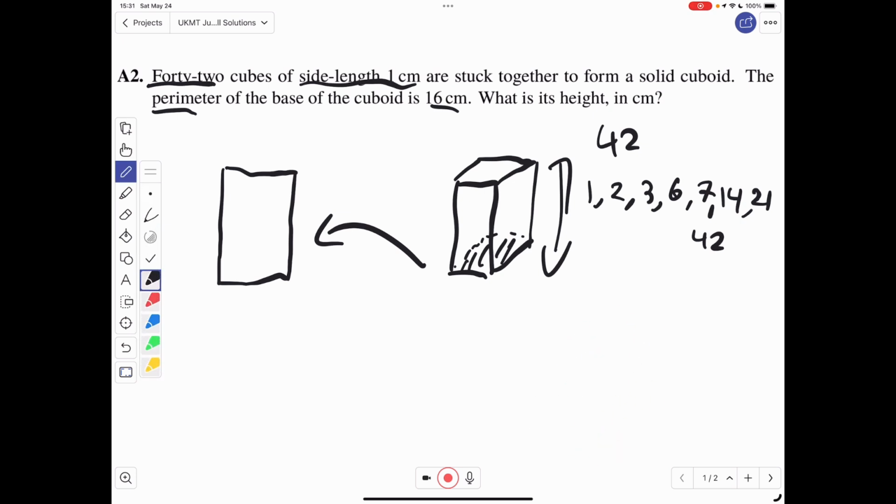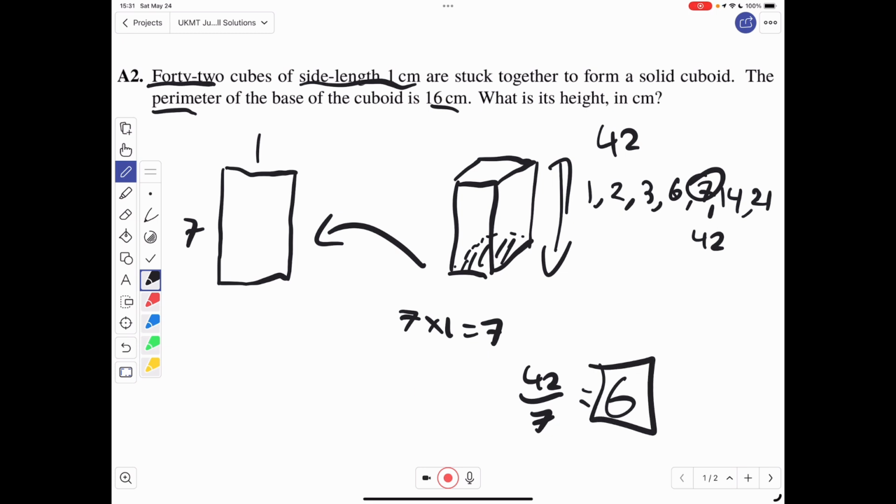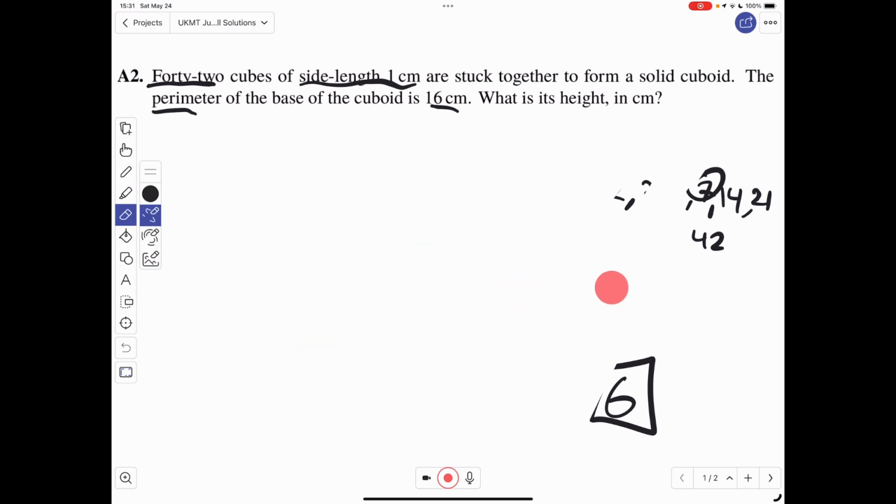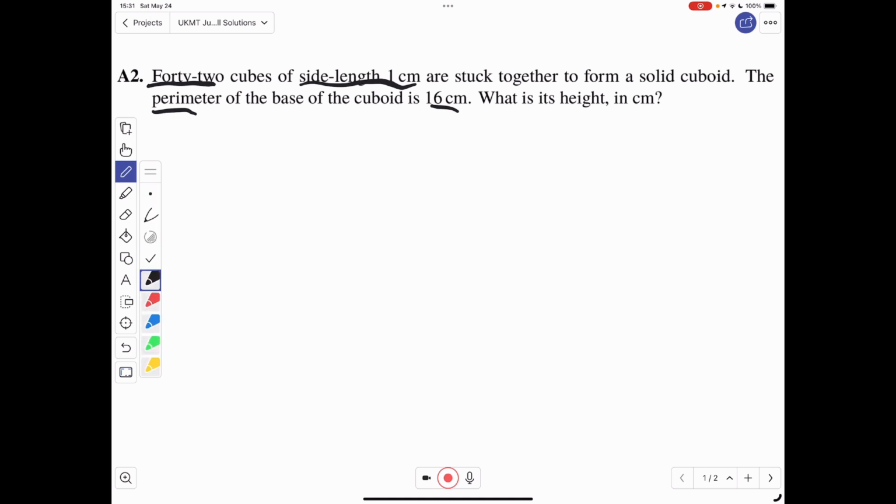So let's try that. So 7 and 1. Now 7 times 1 is equal to 7. And 42 is divisible by 7. It's a factor over here. So that equals 6. And therefore, we can conclude that its height is 6, with a base of 7 by 1. And its height is going to be 6 cm.